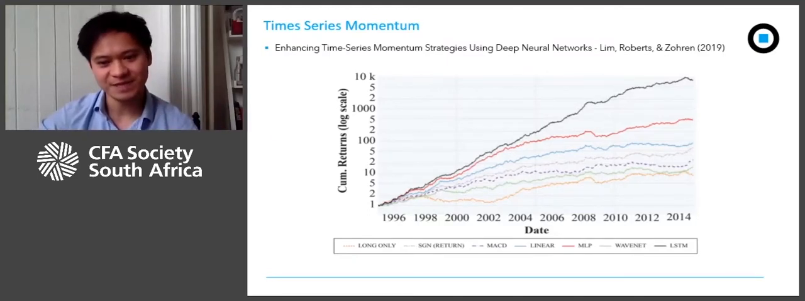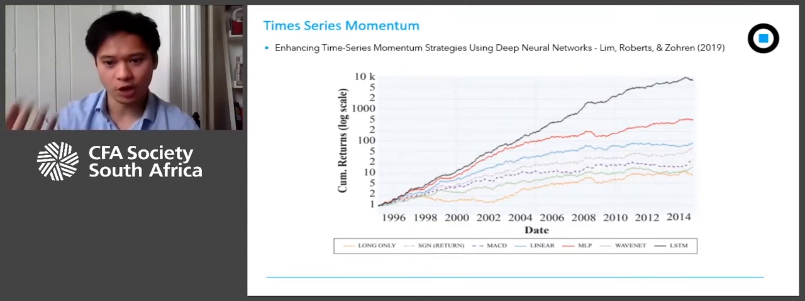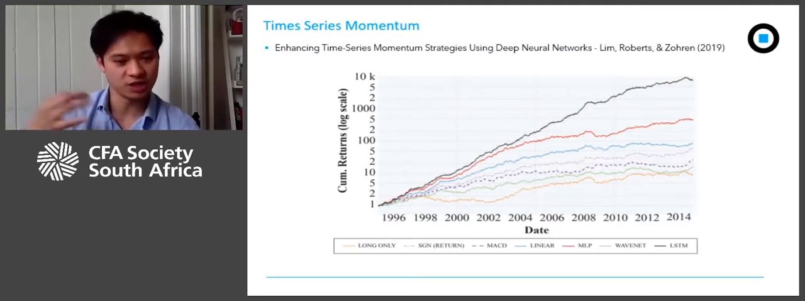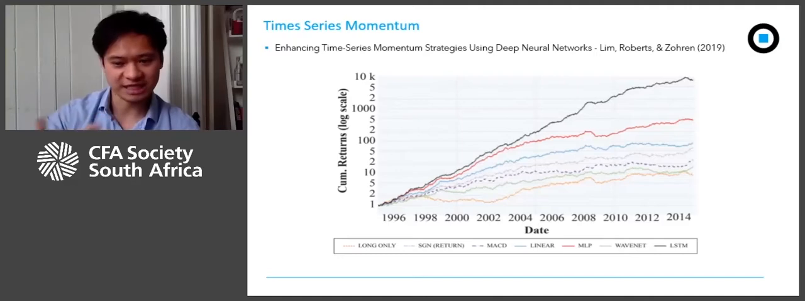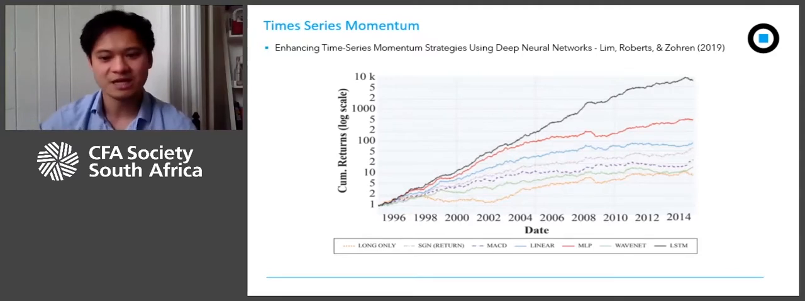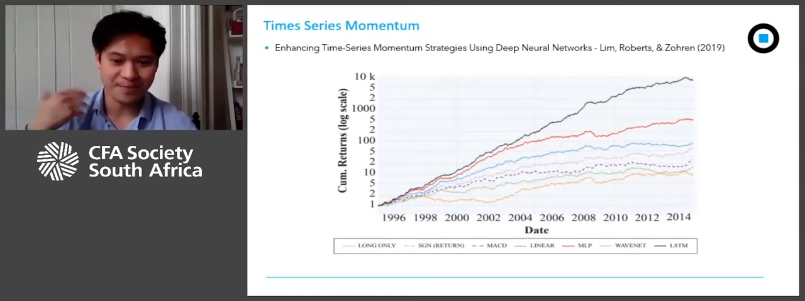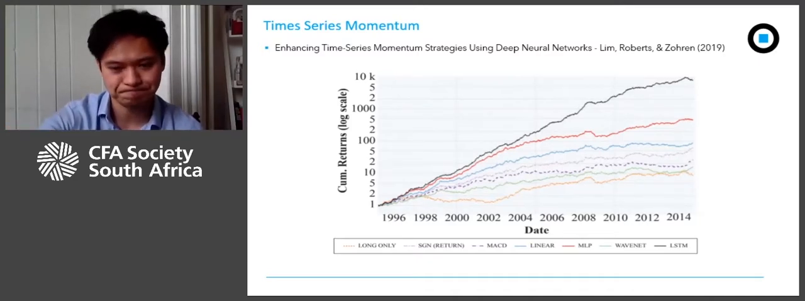The chart here is one of the conclusions from the paper, which is that these strategies outperform long only and traditional time series momentum portfolios. Interestingly, they found the best performing was an LSTM. That's a type of neural network that can retain its own memory as an input into making predictions. So this suggests that long-term memory matters even when you're predicting short-term trends in markets.